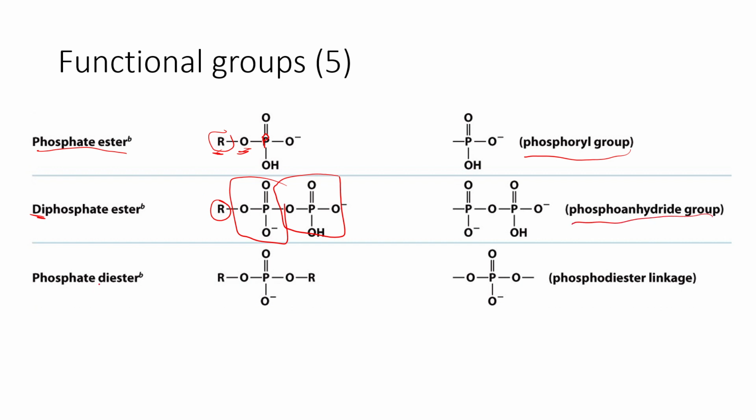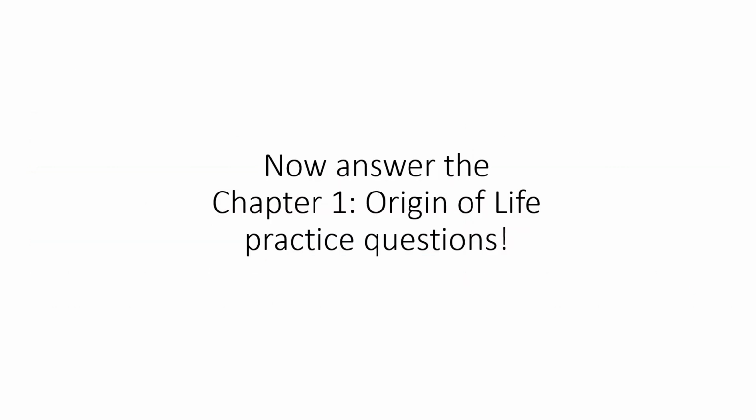And finally, the last one is a little bit different. It's the phosphate diester. It has a similar name to the one we just talked about, but it has a different structure. So the phosphate diester, like the name might imply, is two esters, right? So you have two R groups on either side of that central phosphate group. And that's referred to as a phosphodiester linkage. And it helps stick two R groups together, so it might help to stick other molecules together.